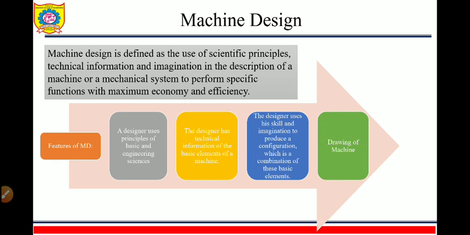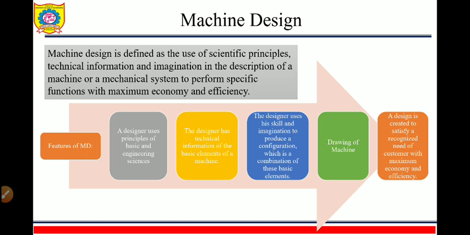After deciding which configuration or mechanism is to be used with the combination of basic elements, next task or feature of machine design will be drawing of machine. With certain dimensions and some information of the machine, we have to complete the drawing of machine. Last one is design is created to satisfy a recognized need of customer with maximum economy and efficiency.